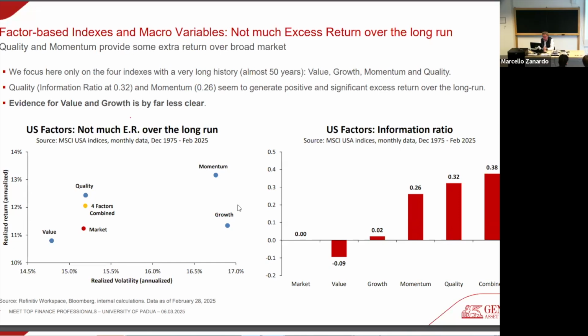I have a question on quality, if I may. I'm looking at the slide here. It's interesting, as you pointed out, that quality provides the same volatility as the market, but offers superior returns on the left-hand side. And then if I look on the right-hand side, the information ratios. And the question here is this.